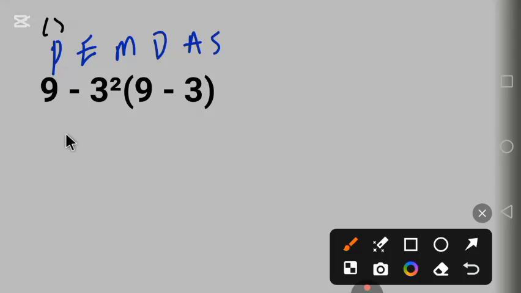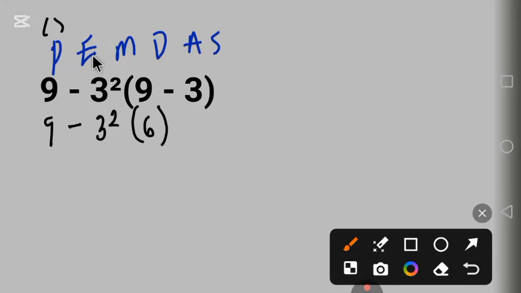For us to know the one we are going to begin with and the one we will finish with, we have to follow the order of operation called PEMDAS. Using PEMDAS, P stands for parentheses. Here, this is the parenthesis. 9 minus 3 is in parentheses. We begin with that. 9 minus 3 is 6.